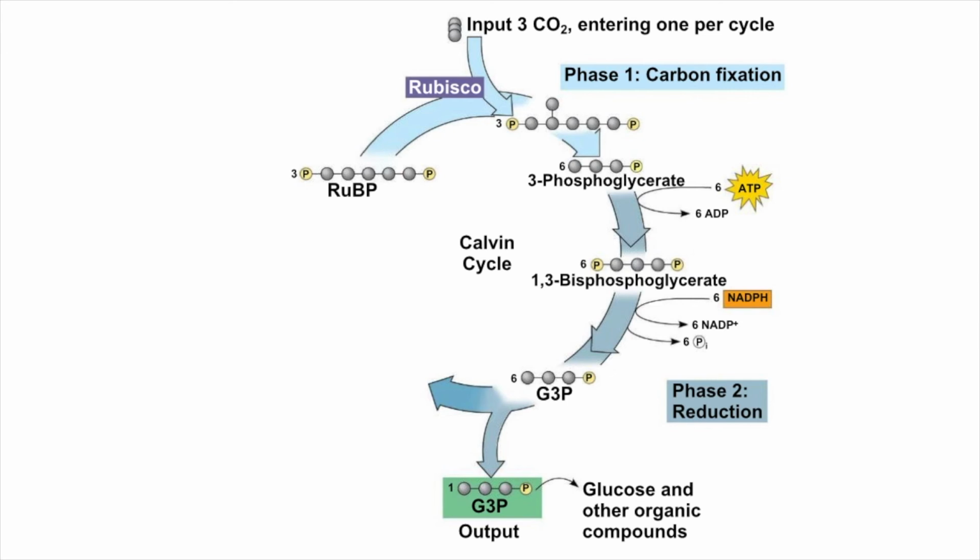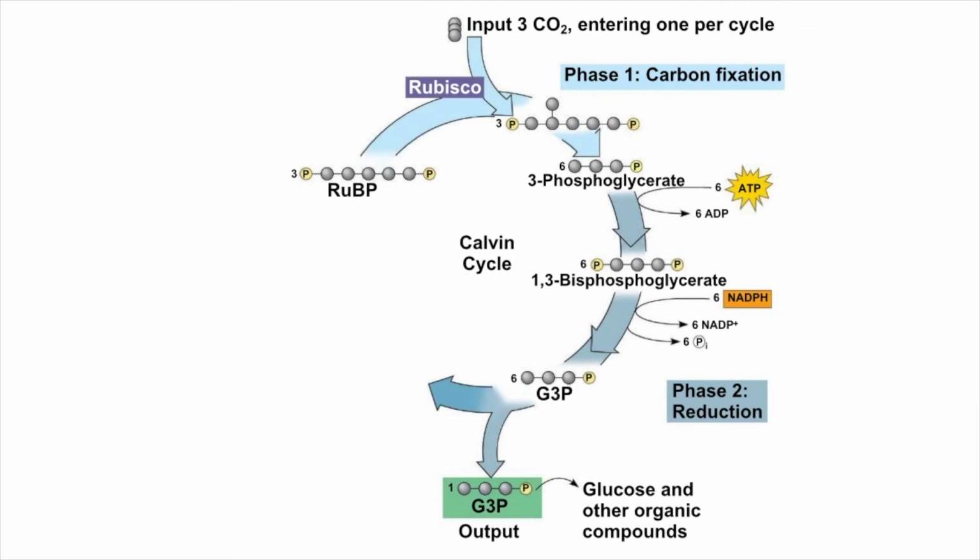And then those molecules are going to be reduced, so they're going to be gaining the electrons that came with NADPH from the light reactions, and they're going to produce molecules called glyceraldehyde 3-phosphate, or G3P. So at the end of this process of the reduction phase, we'll end up with 6 G3Ps. Each G3P has 3 carbons and 1 phosphate group.